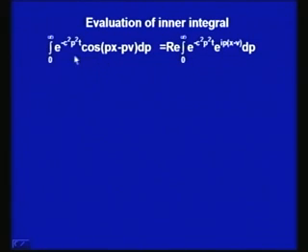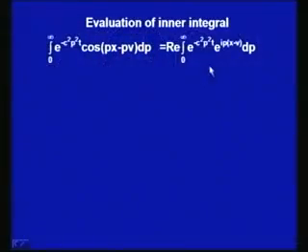So, we do know from the complex integration that if I have to integrate the real part of any function, it is the same as the real part of the integral. So, this function is actually the real part of this function. The function we have is e to the power minus c square p square t cos(px minus pv), and the other function is e to the power minus c square p square t e to the power i p(x minus v).